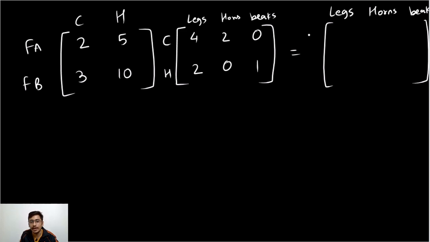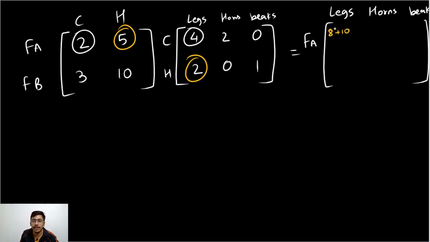So if you want to find out how many legs there are on the first farm, how can we find the number of legs? Well, cow has 4 legs and hen has 2 legs. So I can say 4 2s are 8 and 5 2s are 10. So I can simply say 8 plus 10. So I have 18 legs on the first farm.